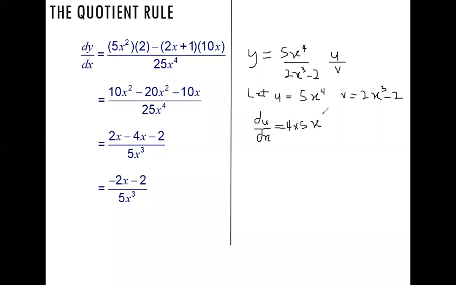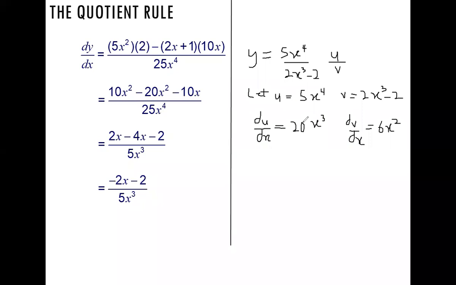raised to the power 3, and we have dv/dx, which will be 6x raised to the power 2, because the derivative of a constant is 0. So this here will be 20x cubed. Maybe we should have done that in the previous step. So let me just go and simplify that here. This is 20x cubed.